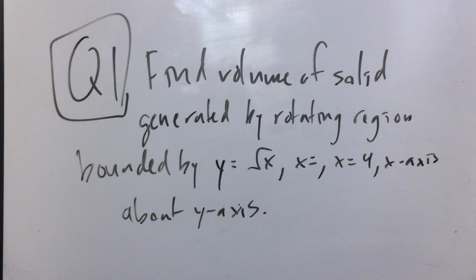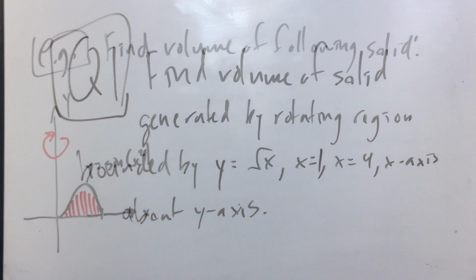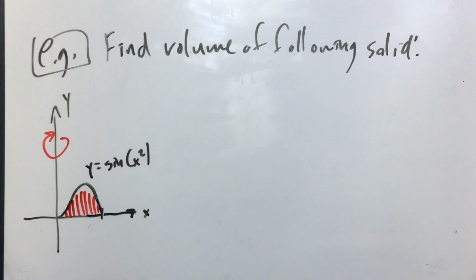Here's question 1. Find the volume of the solid generated by rotating the region bounded by y equals the square root of x, x equals 1, x equals 4 on the x-axis, about the y-axis. Okay, so let's find the volume of the following solid. And I'm not going to write all of the business right now because it takes a lot of time.